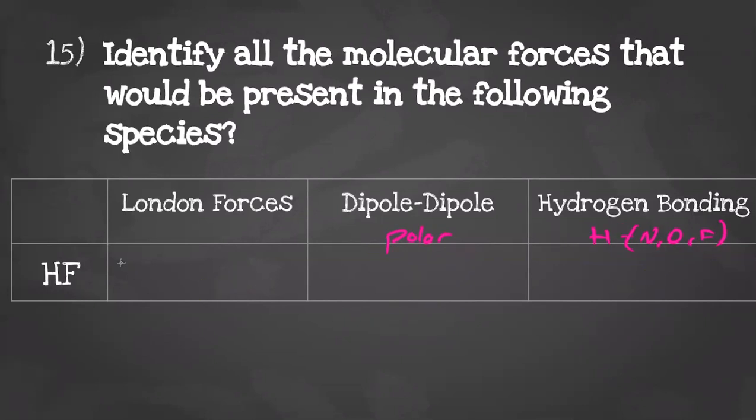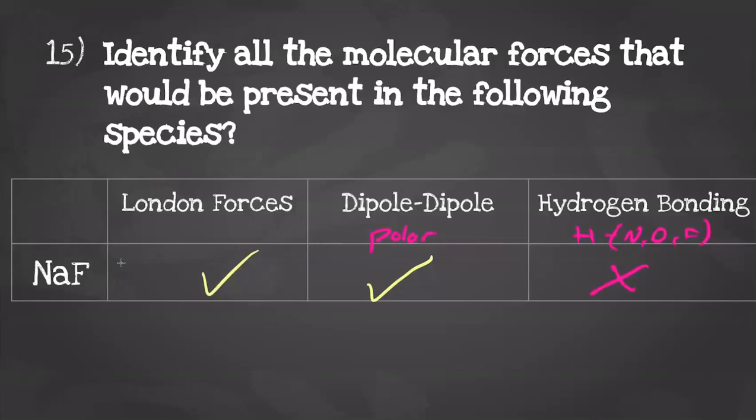Next up, hydrofluoric acid. Can we induce a dipole? Yes. Is it polar? Fluorine has a higher electronegativity, so yes. And is there a hydrogen bonded to nitrogen, oxygen, or fluorine? Yes. So all three forces. For our last one, we have sodium fluoride. Can we induce a dipole? Yes. Is it going to be polar? Well, fluorine has a higher electronegativity, so it is going to be polar. And lastly, do we have a hydrogen bonded to a nitrogen, oxygen, or fluorine? We do not. And that's going to be it.